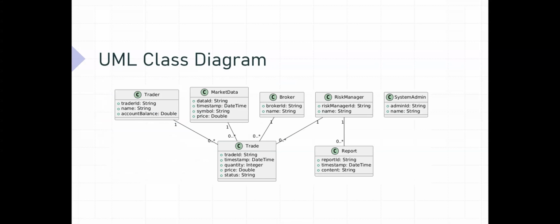So for the UML class diagram, I have shown here the relations between trader and trade, market data and trade, broker and trade, risk manager and trade, report also for risk manager, and system admin.